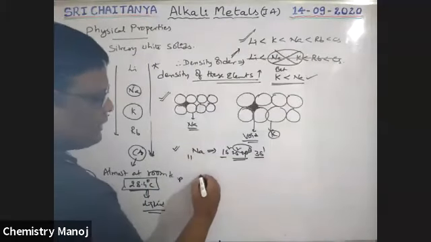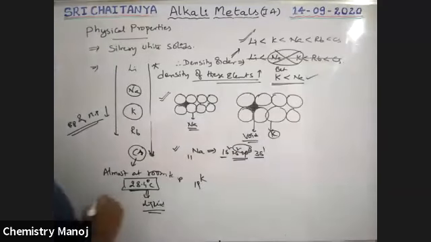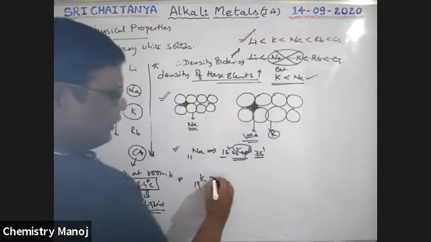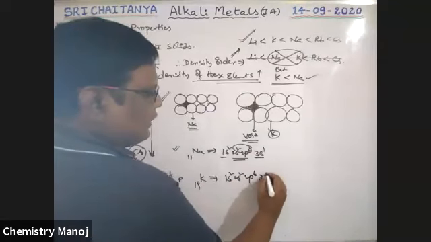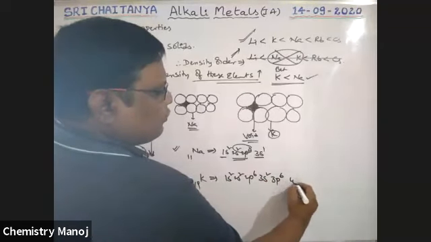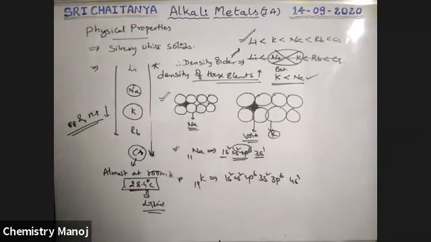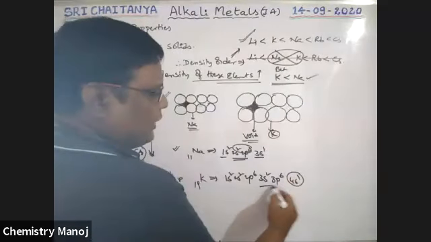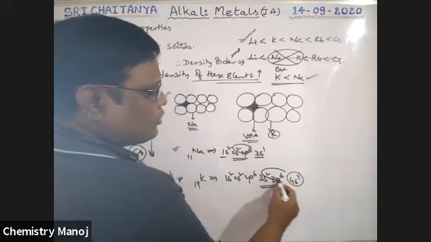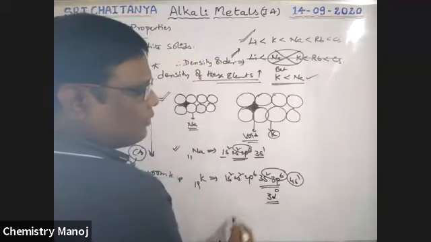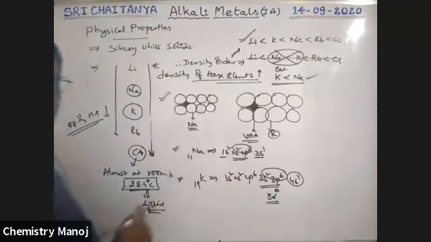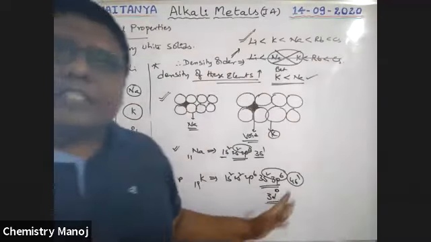Next, in the case of potassium, the atomic number is 19, so the electronic configuration is 1s2, 2s2, 2p6, 3s2, 3p6, 4s1. This is the ultimate, last orbit. The penultimate shell contains only 8 electrons, but the 3d orbitals are also there, which have no electrons, so the penultimate shell contains empty orbitals.